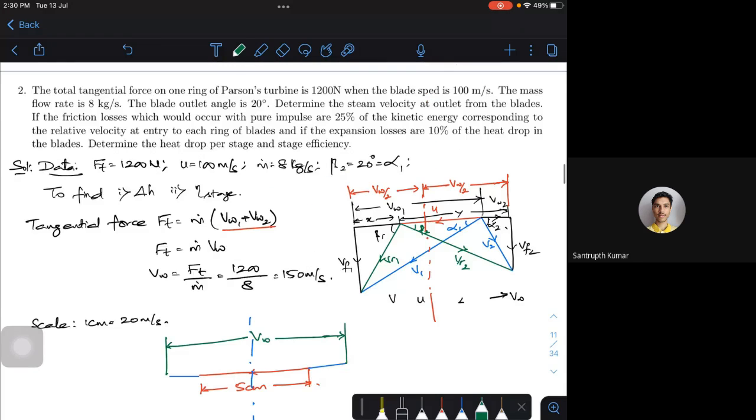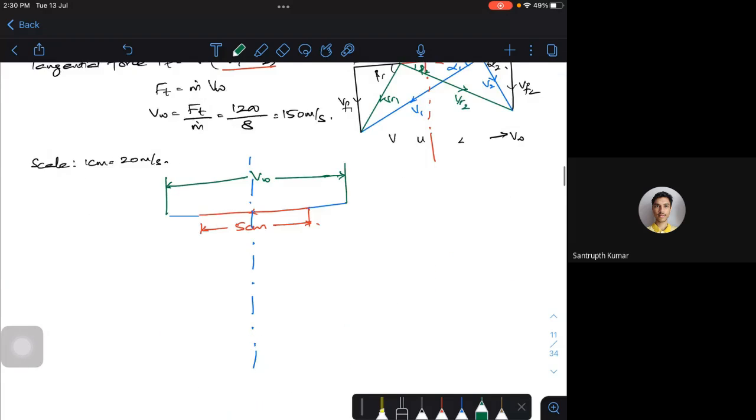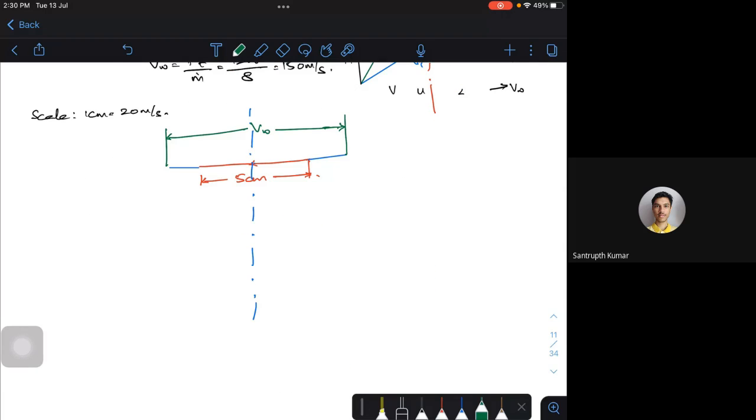Now, they have given alpha 1 equal to 20 degrees. What should I do? From this point, I should drop a vertical line. This is actually your VF1. Then, if I call these points A, B, C, D, from C I'll take this perpendicular line and draw a thin vertical line.